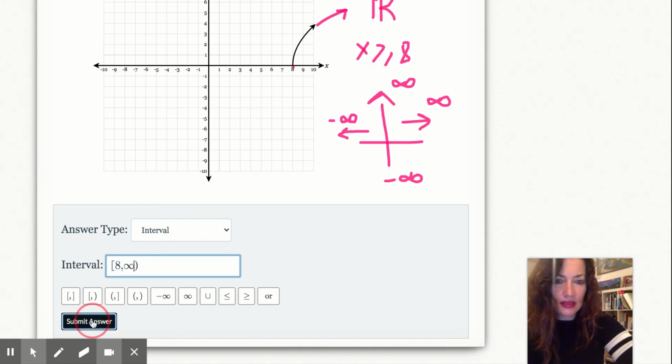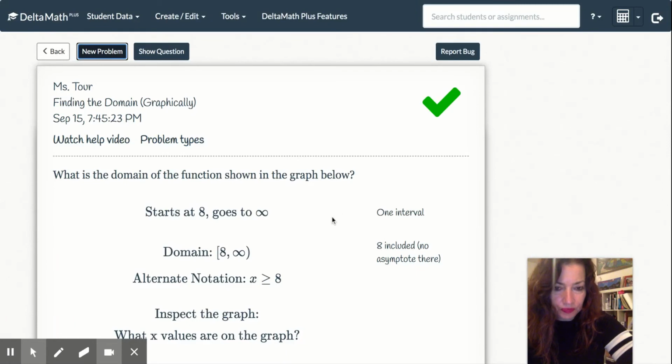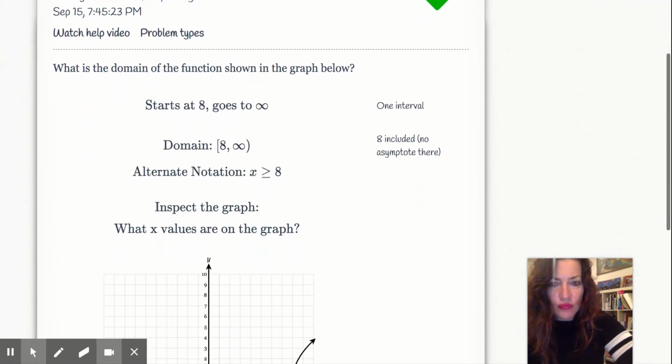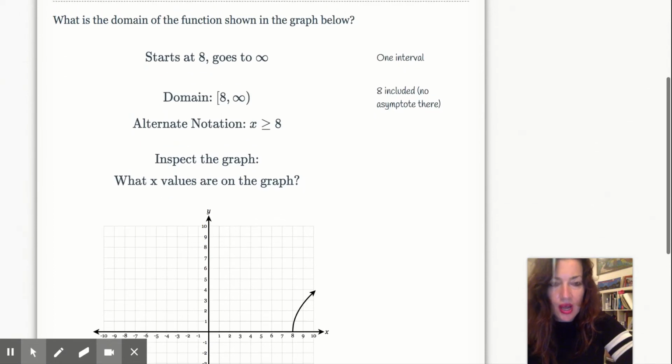Let's go ahead and see the notation they give us, and let's look over here at the different notation. So we did get that right, of course. The number starts at 8 and goes to infinity. So the domain is square bracket 8, comma, infinity, rounded bracket. As I mentioned, you cannot close off infinity ever with a closed bracket. It's always a round bracket. Another alternative notation is just to write x is greater than or equal to 8.